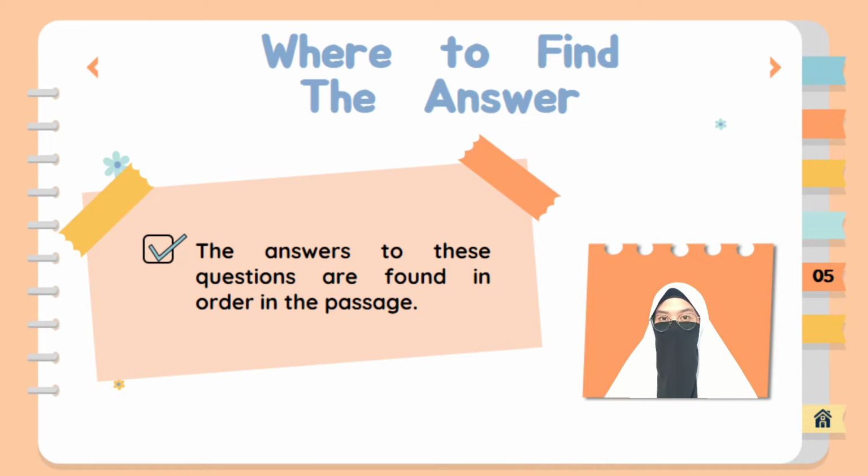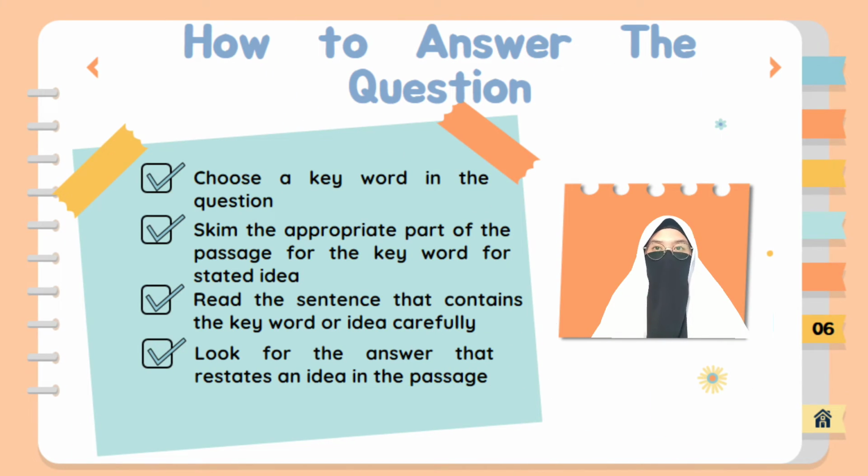And the next thing you need to do is find the answer. But where can you find the answer? The answers to this question are found in order in the passage. The last thing you need to do is answer the question, and these are the tips that you can use when you answer the question. The first one, choose keyword in the question. Skim the appropriate part of the passage for the keyword for stated idea. Read the sentence that contains the keyword or idea carefully. The last one, look for the answer that restates an idea in the passage.